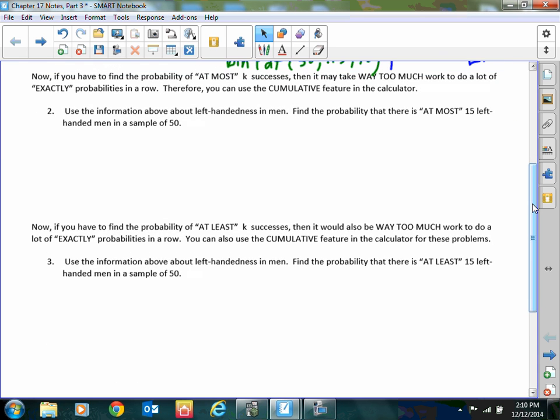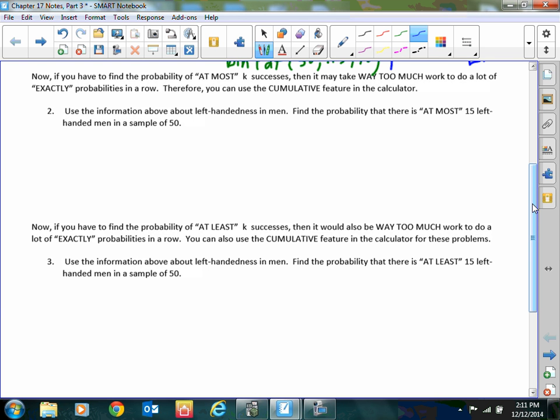Here we go. Number 2, use the information above about left-handed men, so 13%, and find the probability that there is at most 15 left-handed men in the sample of 50. Okay, so if there is at most 15 in the sample, what can there be?